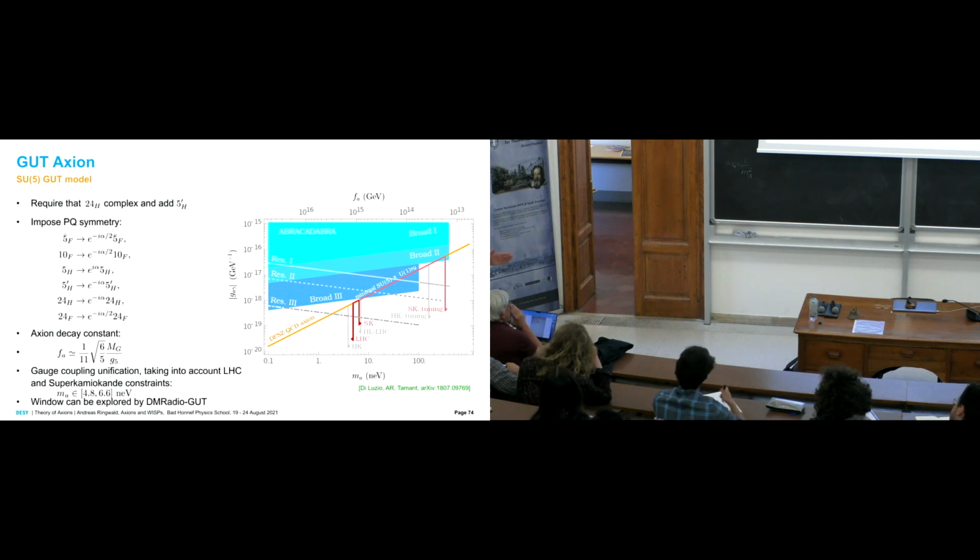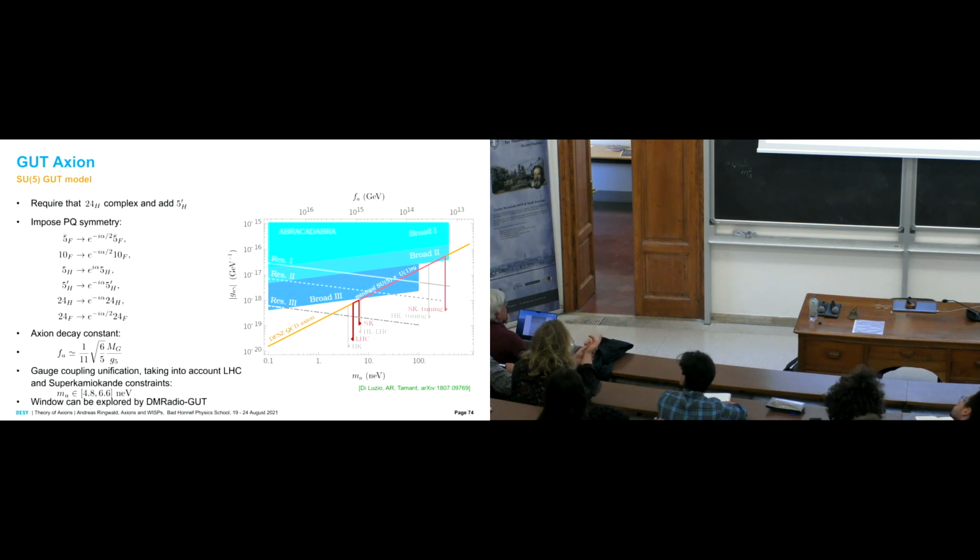Nowadays, ABRACADABRA is called DM Radio, the successor experiment. They are planning to go really down to 10 to the minus 19 over a whole range. I didn't update this plot. This model, DM Radio will really look deeply in this region.